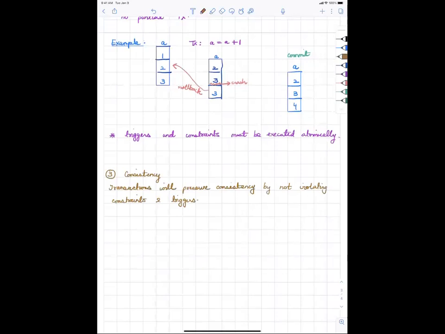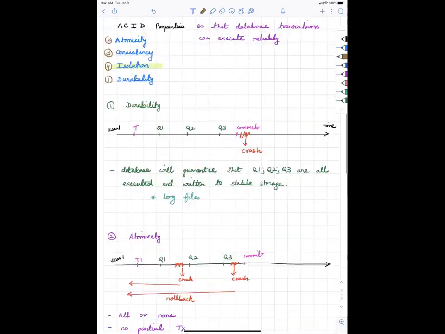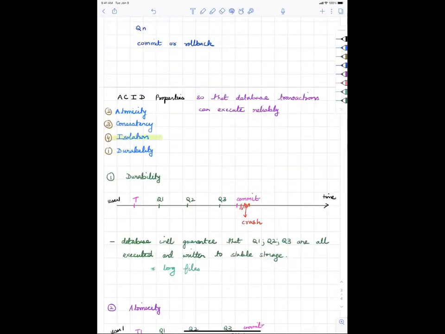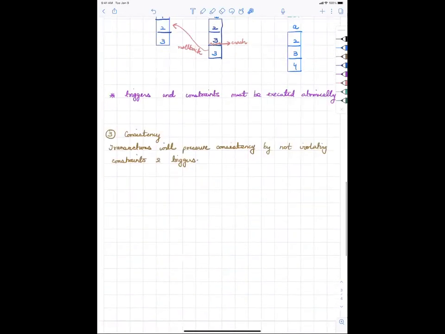So we're going to get to the key part, which is the isolation part. This is the one that we're really going to talk about. This is a property that databases really struggle to handle. So that's the number four property, isolation.